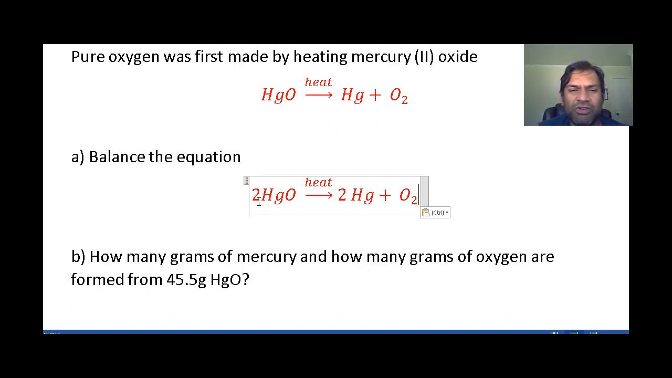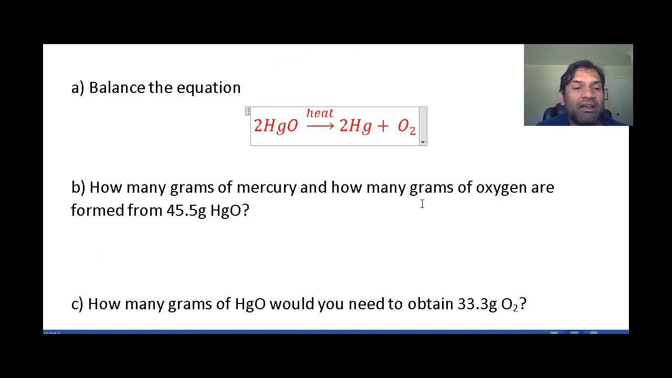Just double check: 2 Hg on the reactant side, 2 Hg on the product side, 2 oxygen on the reactant side, 2 oxygen on the product side. Yes, we are balanced. Okay, this question here in part B is asking how many grams of mercury and how many grams of oxygen are formed from 45.5 grams of mercury(II) oxide, HgO.